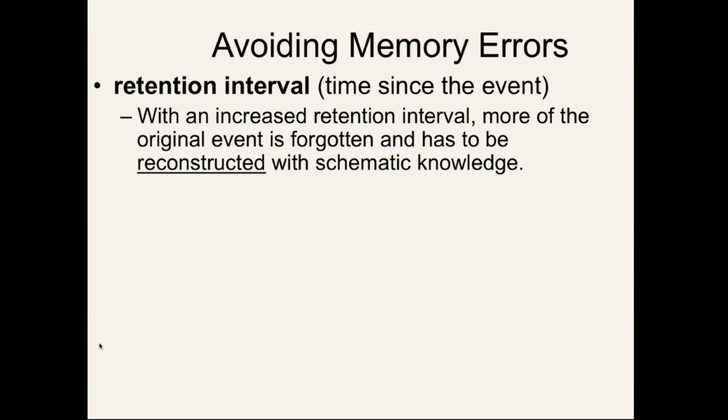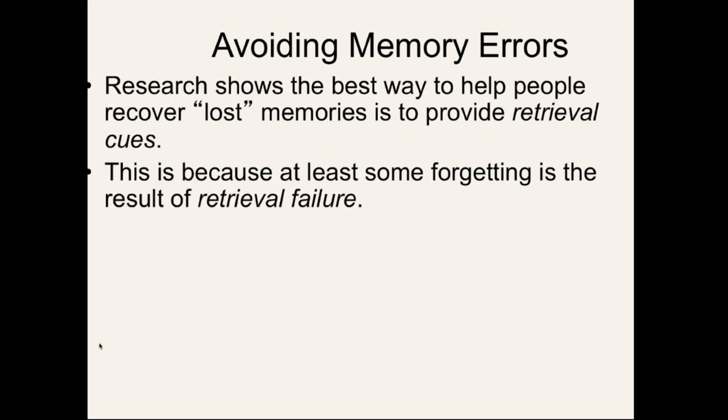There are some tips for trying to avoid memory errors. One is to reduce the amount of time between the event and the recall. Also, a quicker recall usually leads to fewer reconstruction errors because the memory for the event is more detailed. Research shows the best way to help people recover lost memories is to provide retrieval cues. This is because at least some forgetting is the result of retrieval failure. The information is there, but it's just not connected to anything in the current environment to help it be retrieved.